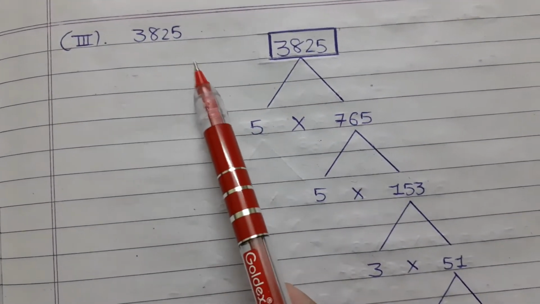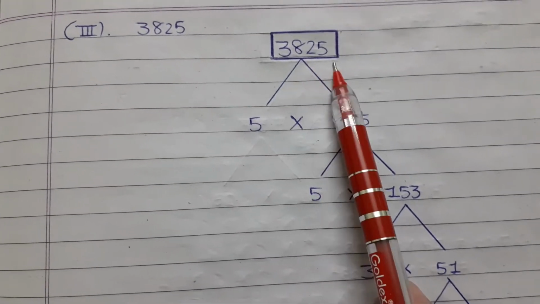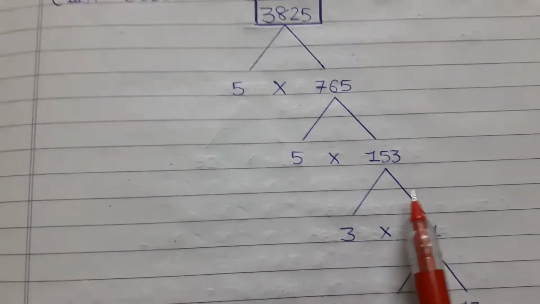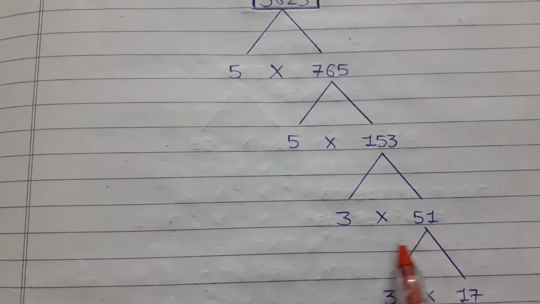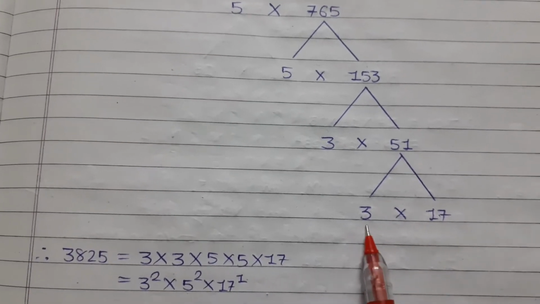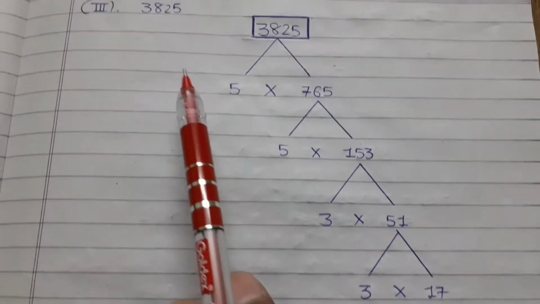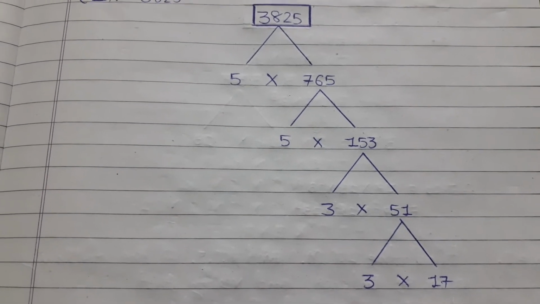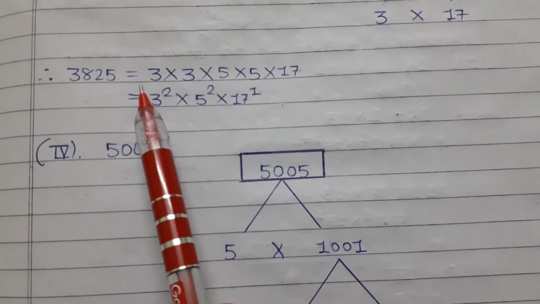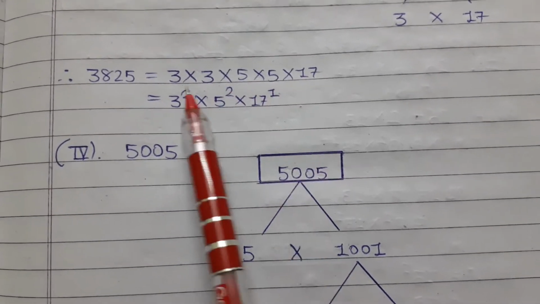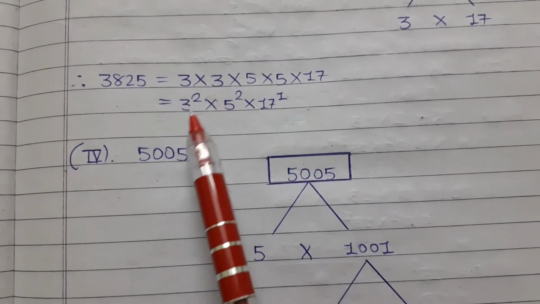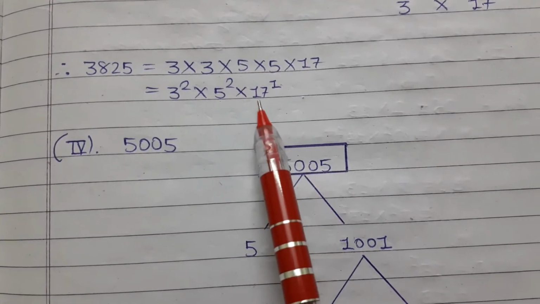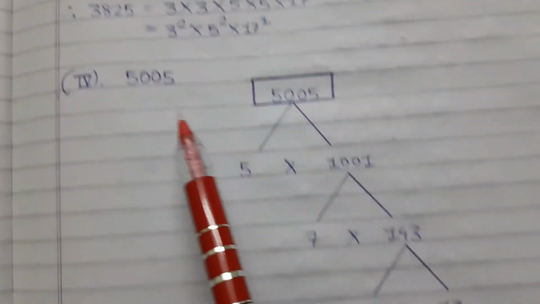The third value is 3825. Factors of 3825 are 765 fives are 3825. 153 fives are 765. 51 threes are 153 and 17 threes are 51. So the factors of 3825 are 5 into 5 into 3 into 3 into 17. Writing them in one line in ascending order, we get 3 into 3 into 5 into 5 into 17. Here 3 comes 2 times, therefore 3 raised to 2. 5 comes 2 times, therefore 5 raised to 2. 17 comes 1 time, therefore 17 raised to 1.